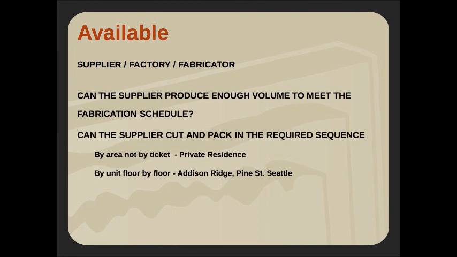Is the factory big enough to produce the volume we need to meet the fabrication schedule? And then beyond that, can they cut and pack in the sequence we need? So if we're doing cut-to-size countertops on a 30-story building, I can't do all the A's. The A unit on the 30th floor, it being there on the job first, does me no good. So we need to make sure that they have the ability to cut it in the sequence that we need.